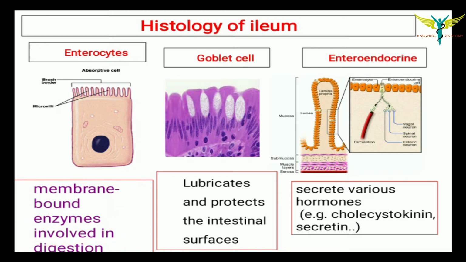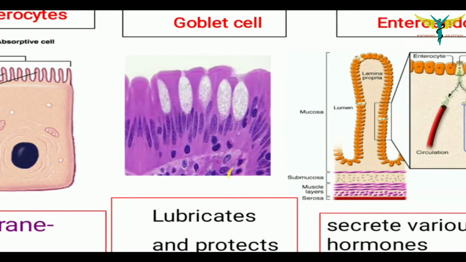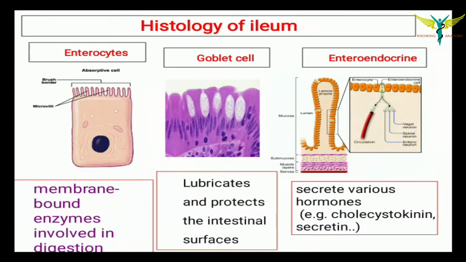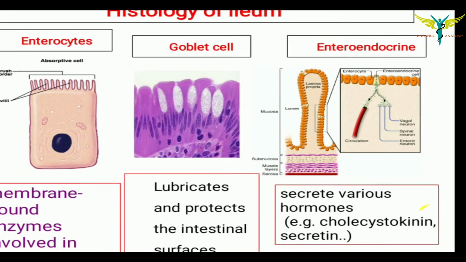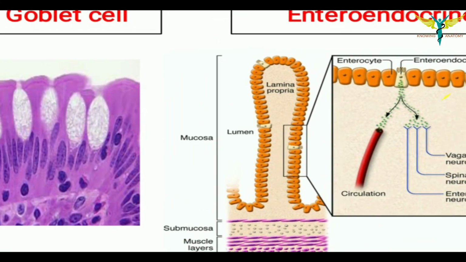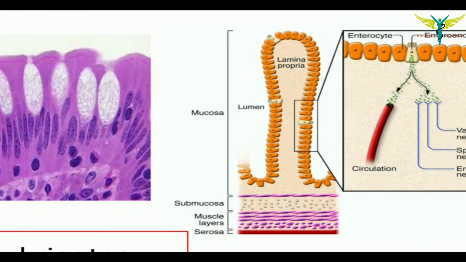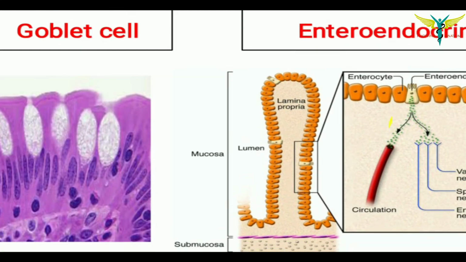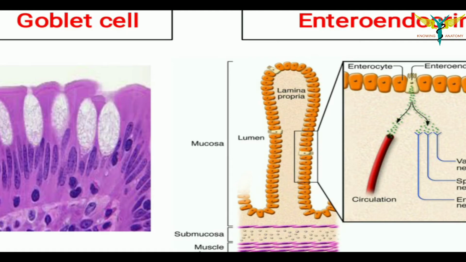The second type is the goblet cells. They lubricate and protect the intestinal surfaces. The third type is the enteroendocrine cell. They secrete various kinds of hormones like cholecystokinin and secretin. This is the structure of the enteroendocrine cell. They release the hormone into secretion and they have the vagal neuron.